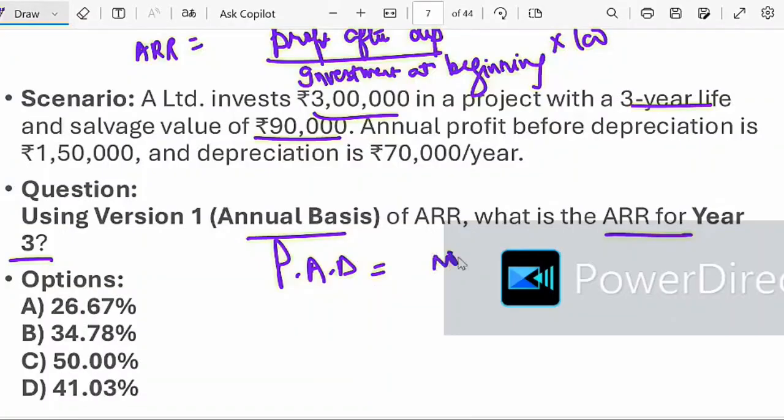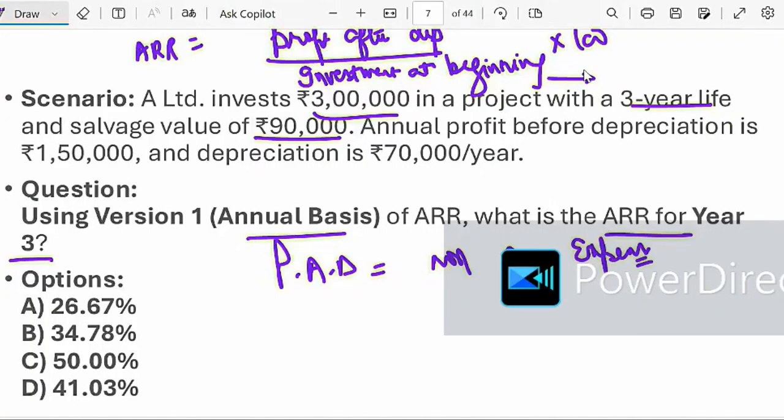Depreciation is a kind of non-cash expense. I told you in the last lecture, depreciation is a kind of non-cash expense that reduces the value of the project over time. And in the denominator, we have the investment at the beginning. What is the meaning of investment at the beginning? This is the value of the project at the start of that year, right?